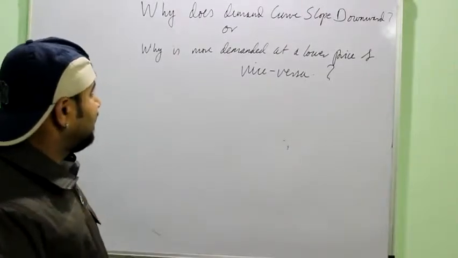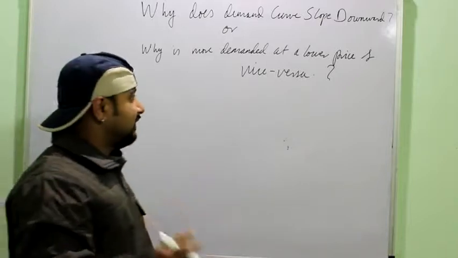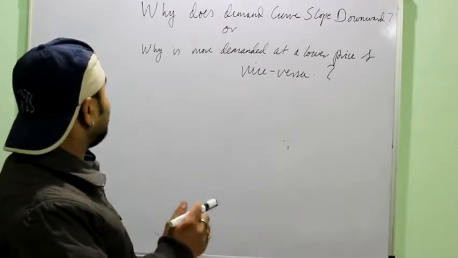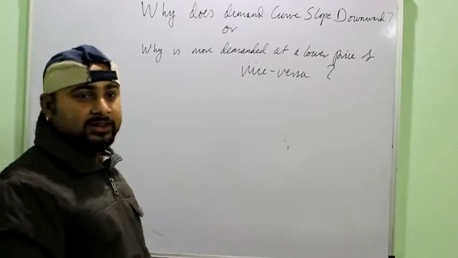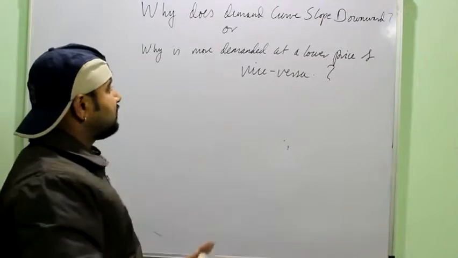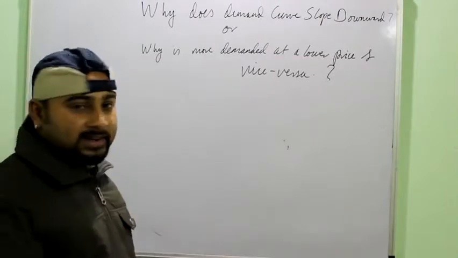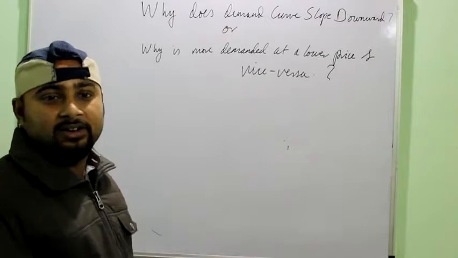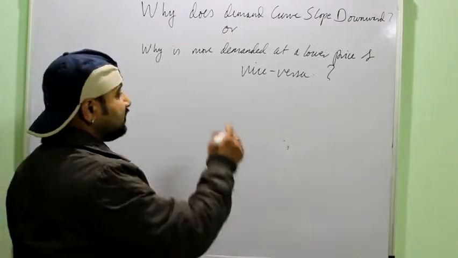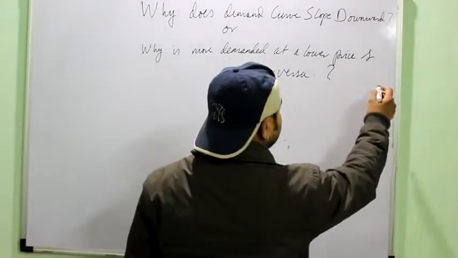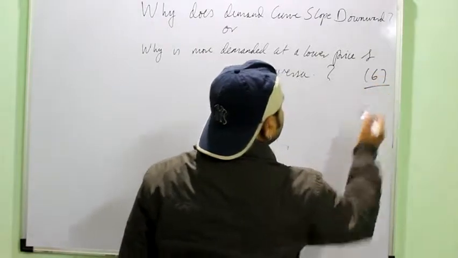After discussing the meaning of demand, the movement in demand and shift in demand, now we have to understand why does the demand curve slope downward, or why more is demanded at a lower price or less is demanded at a higher price, or simply the reason behind the law of demand, right? This is a topic which can be asked in a 6-mark question.